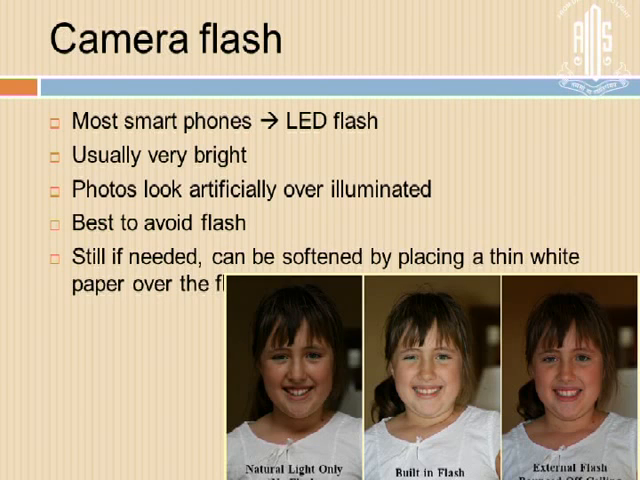However, if your flash is still needed, you can use a little transparent white thin paper over the flash, and that reduces the intensity of the flash. Look at this image down. This is an image of a girl with natural light only and no flash used. This is with the built-in flash of the smartphone, and you can see that it looks artificially whiter. Whereas this is what is best, and if you can have this, then it is the best thing. It is an external flash which bounces off the ceiling. So it's not the inbuilt flash of your iPhone, but you use external flashes.